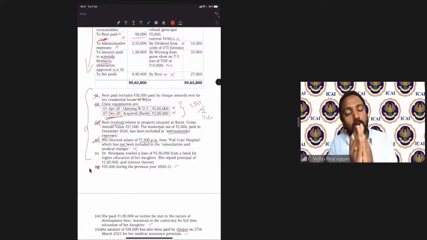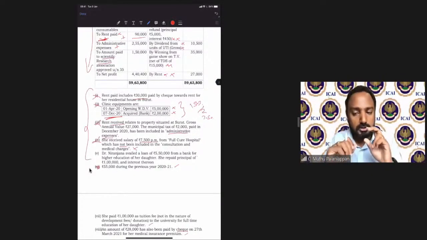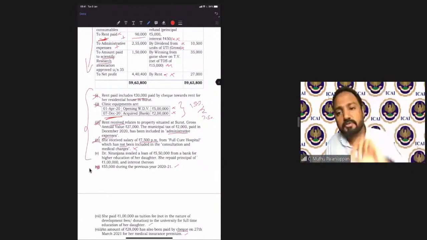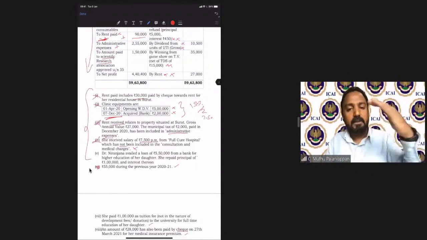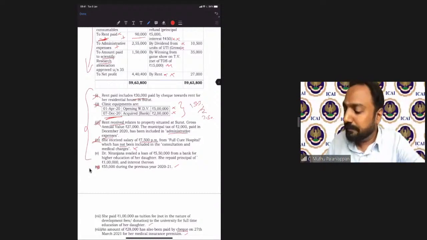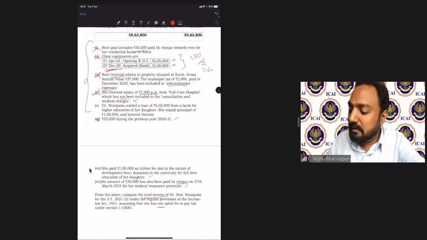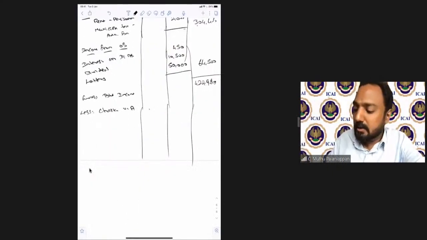But let's just hold on here for a moment. When you're solving this chapter 6A deduction, you have to do it in the order of sections. So your first preference has to be 80C, then you go to CCD, then you go to DD and all those things. So here, we have something related to 80C, this tuition fees. So maybe you can write it in your question: that is 80C tuition fees.